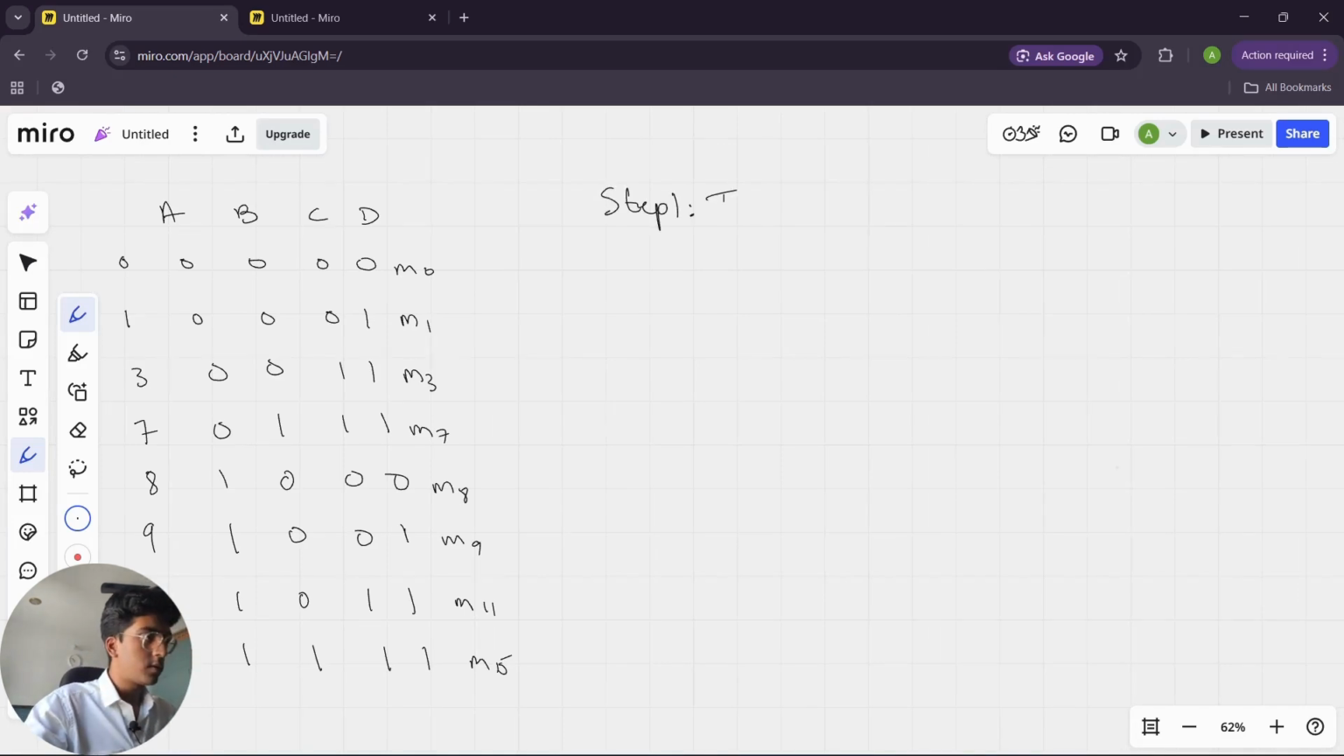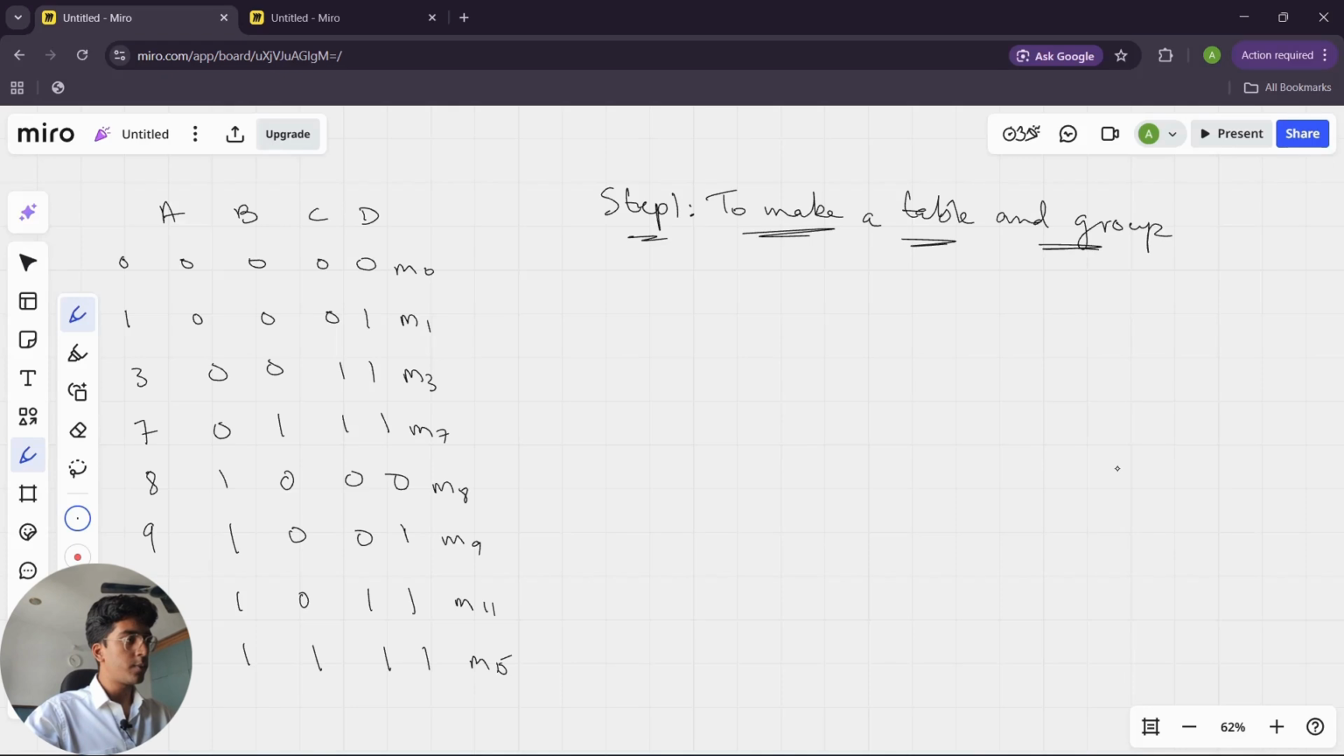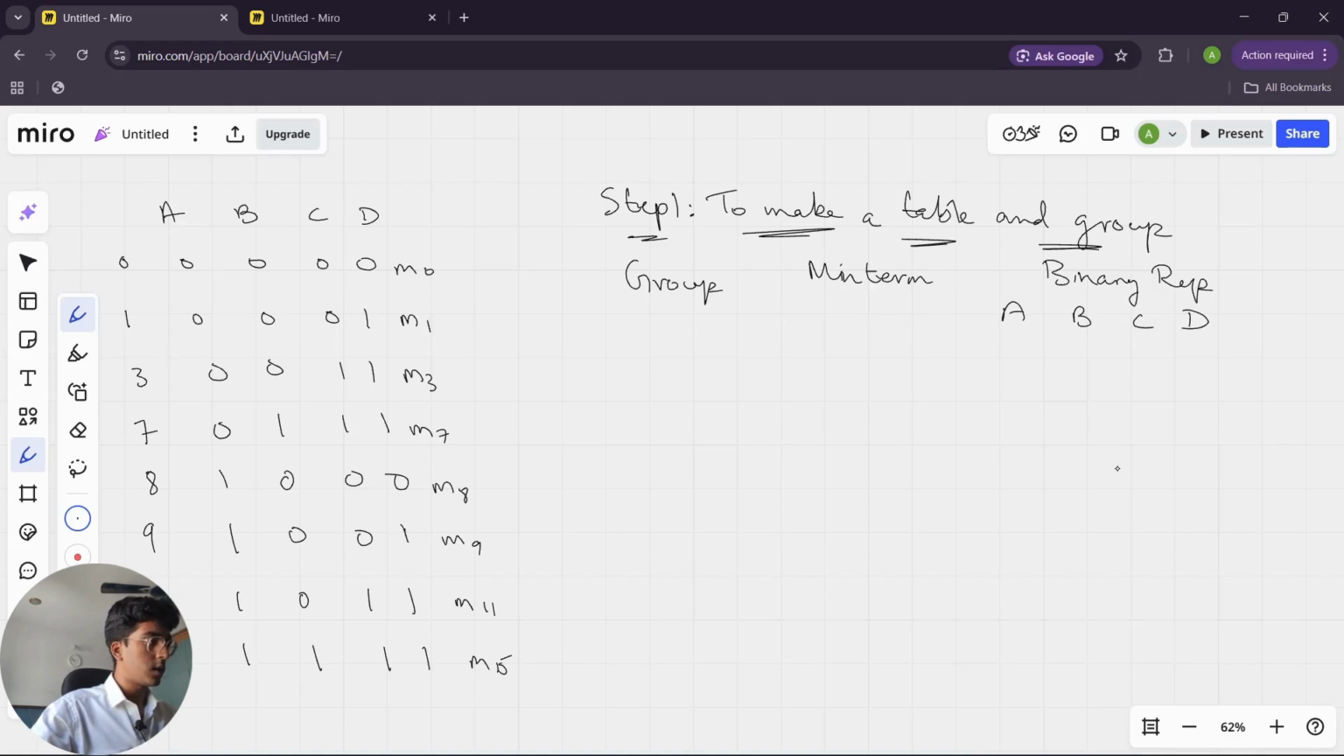What kind of table will we make? Step 1 is we'll make a table and we'll group them. Who will we group, and how? I'll show. So the first column is the group, the second column is the minterm, and the third column is the binary representation, which is A B C D. Okay, we'll make the table. My lines are coming out very squiggly.